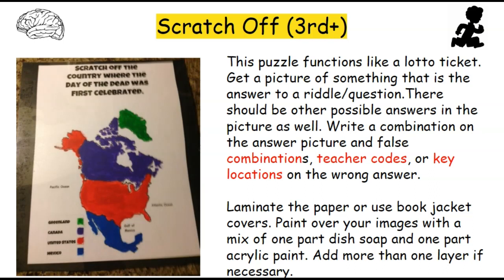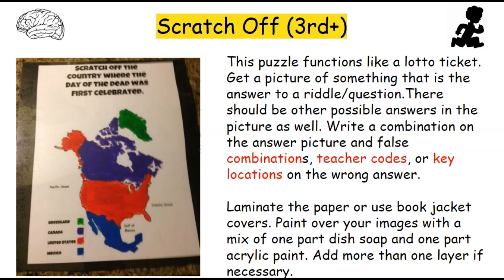Write a combination on the answer picture and false combinations, teacher's codes, or key locations on the wrong answers. Laminate the paper or use a book jacket cover. Paint over your images with a mix of 1 part dish soap and 1 part acrylic paint. Add more than 1 layer if necessary.